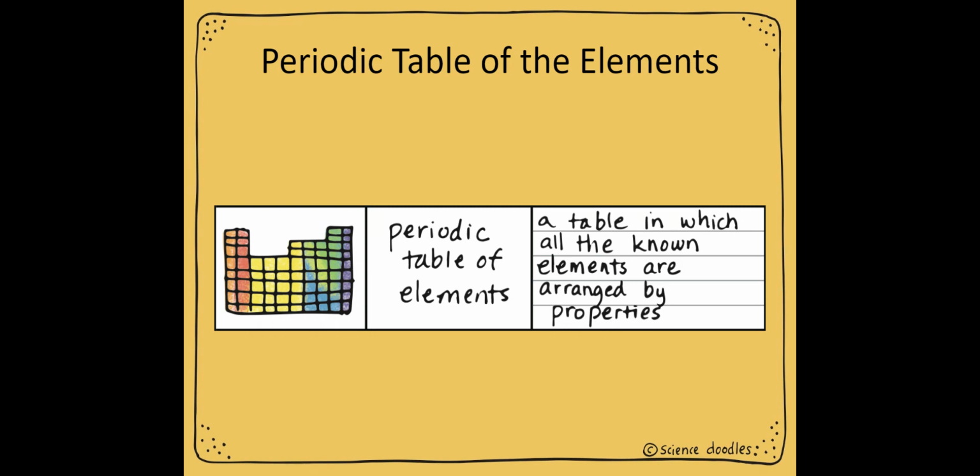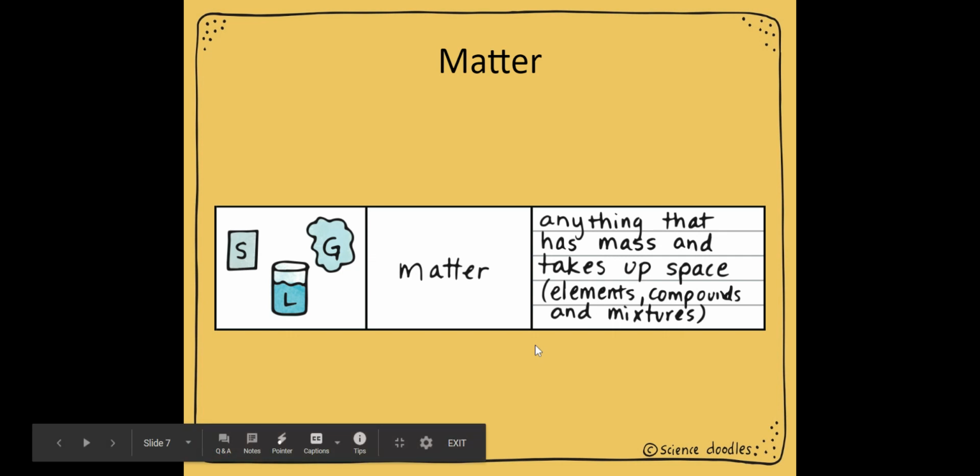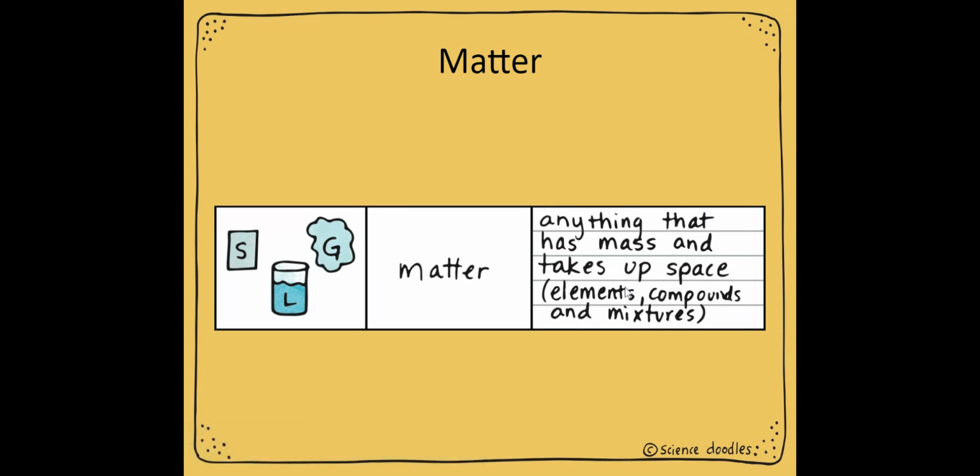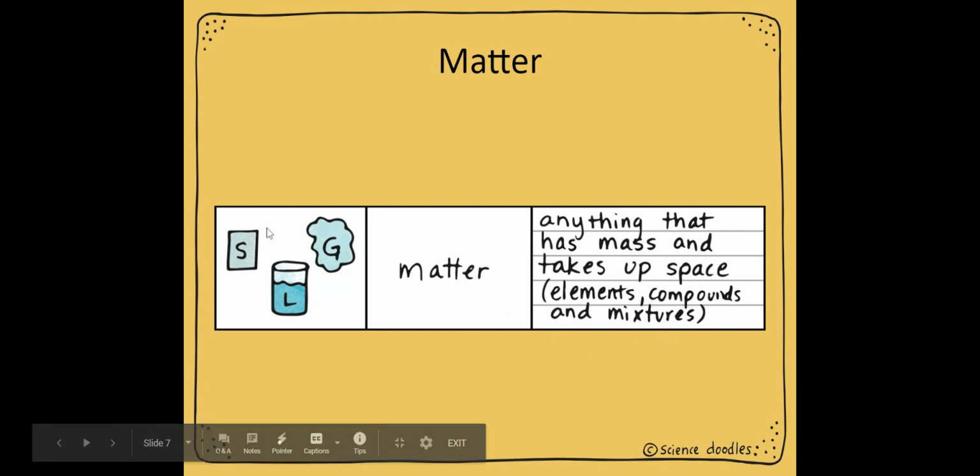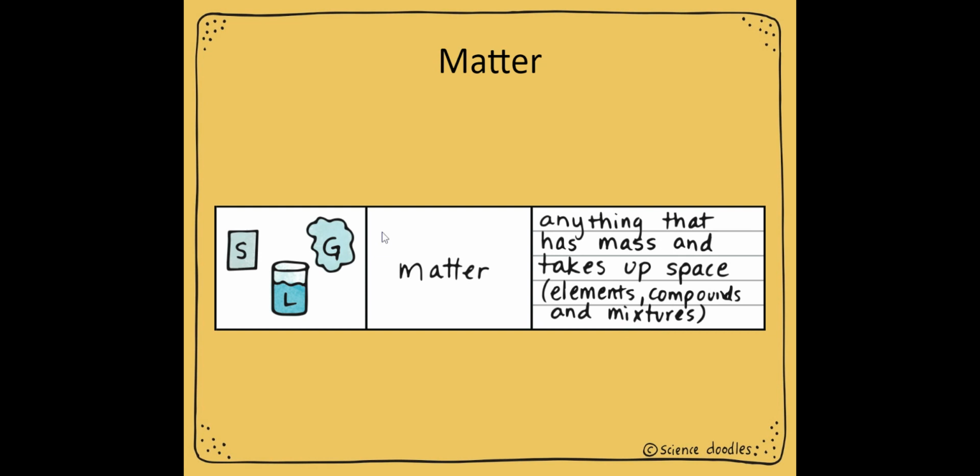The periodic table of the elements. This is a table in which all the known elements are arranged by their properties, and we will explore some of what the arrangement means. Matter. We have SLG. I wonder what those stand for. Anything that has mass and takes up space, elements, compounds, and mixtures. So you have solids, liquids, and what do you think this is? Gas.